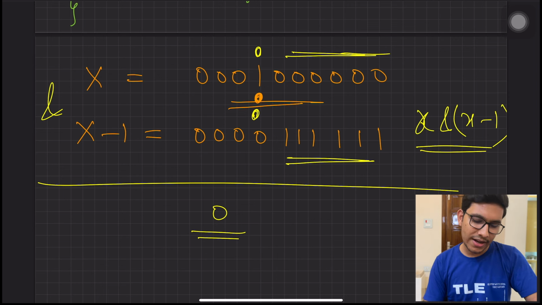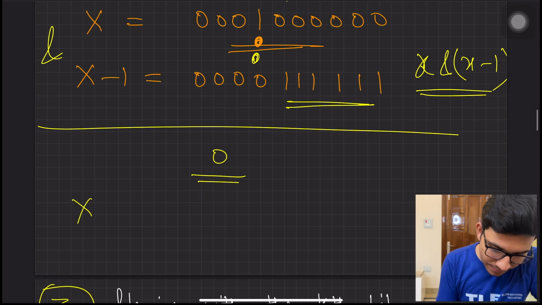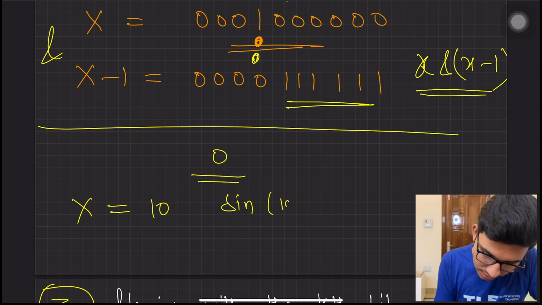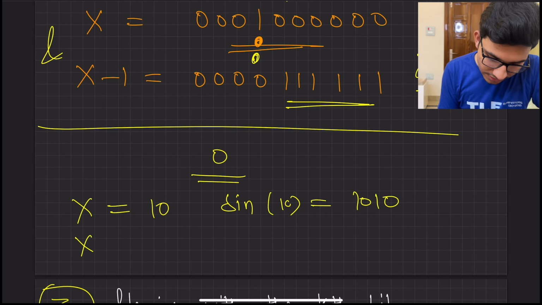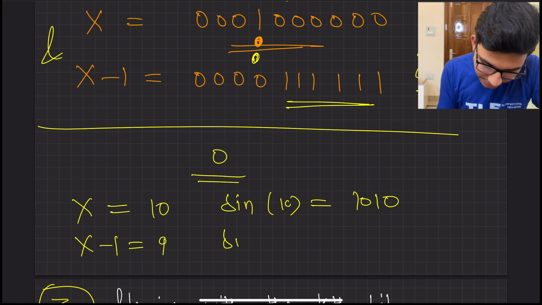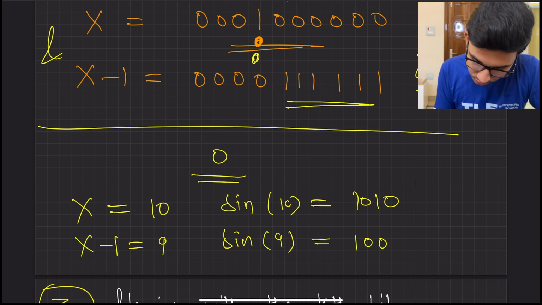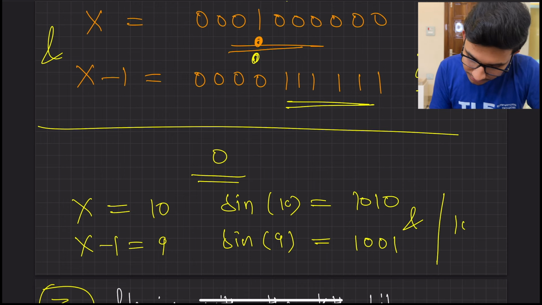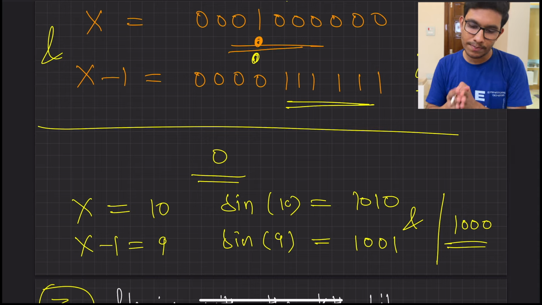If you want to look at another example where this does not hold and x is not a power of 2, you can take an example. Let's suppose x is equal to 10, right? Then the binary representation of 10 will look something like 1010. And now if you look at x minus 1, which comes out to be 9, then the binary representation of 9 will come out to be 1001, right? If you take the AND of these two numbers, you will realize that you're getting 1000. This is clearly not equal to 0. So 10 is not a power of 2.